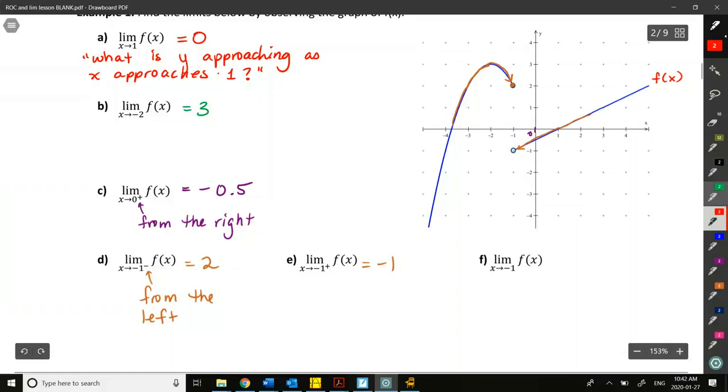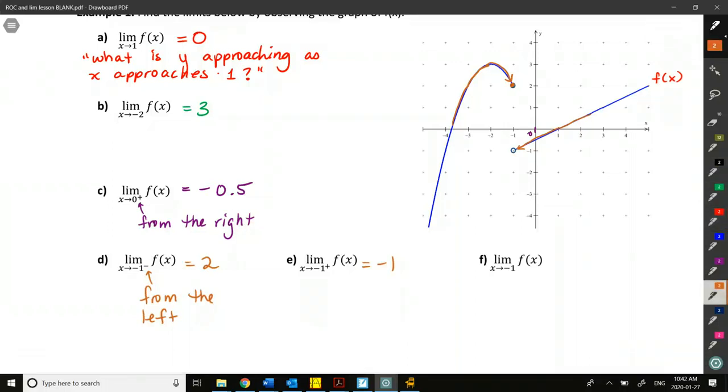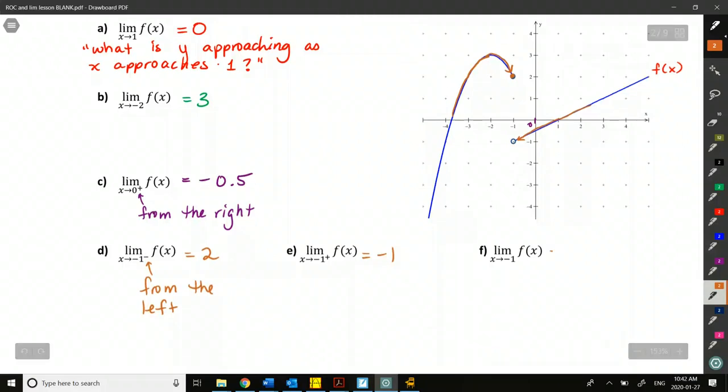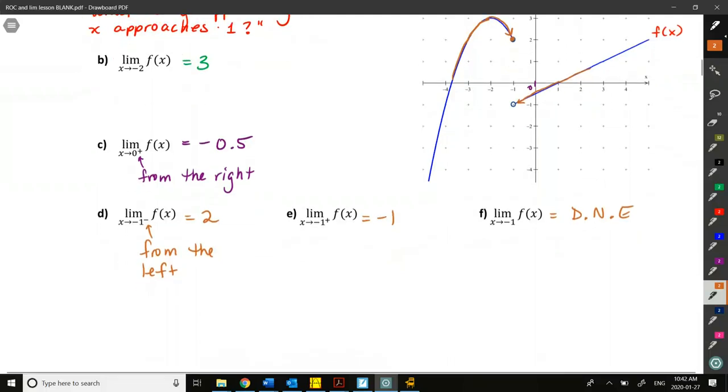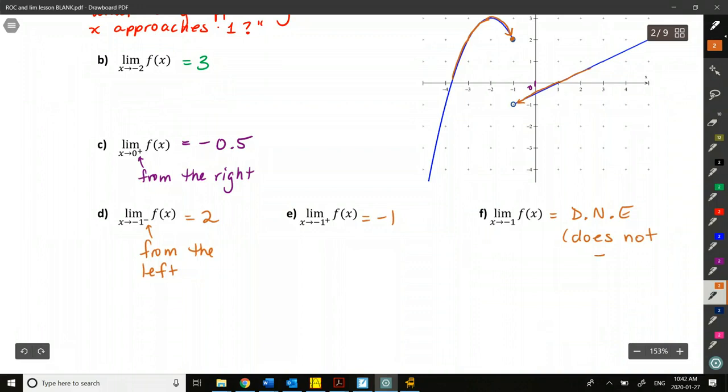Okay, so what does this mean about the limit as x approaches -1? It does not exist, and why is that, Alex? Because the y values are not the same. Right. If the left and right limits approach two different things, I can't possibly decide which of those things is actually being approached. So we say the limit does not exist. The left and right limits must be equal for that limit to actually exist.